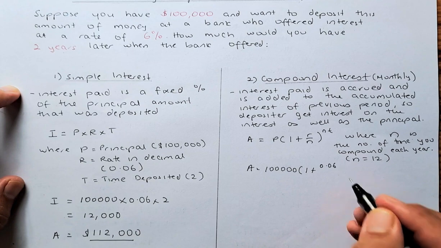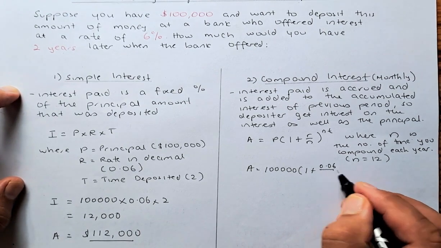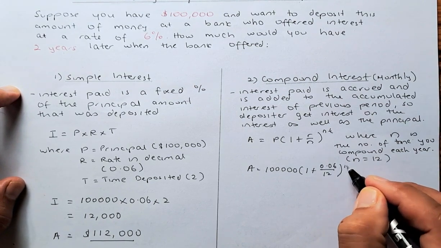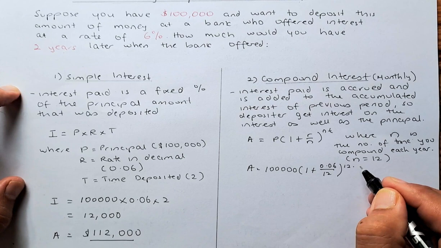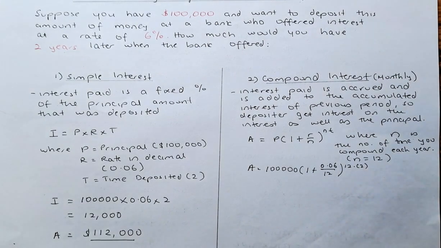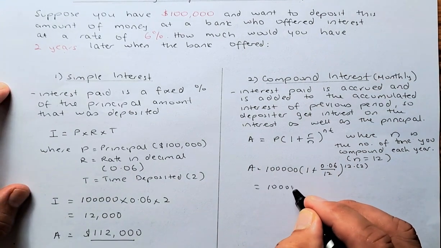Remember, the rate has to be in decimal. 6% is 6 over 100, which is 0.06. And n equals 12. And then you multiply by n, which is 12, multiplied by time, which is 2 because there are 2 years. Okay. Once you have done that, using your calculator, it's going to be 100,000.